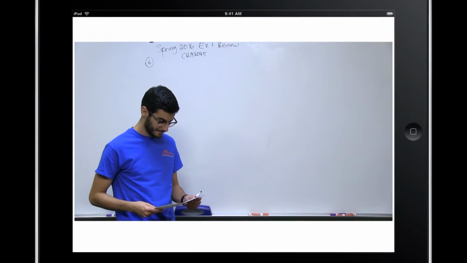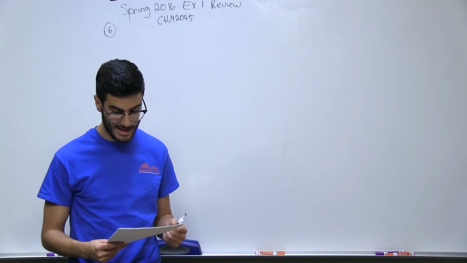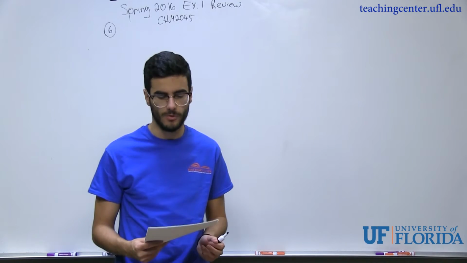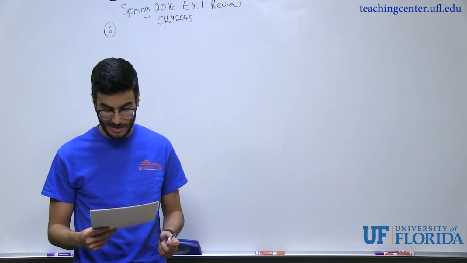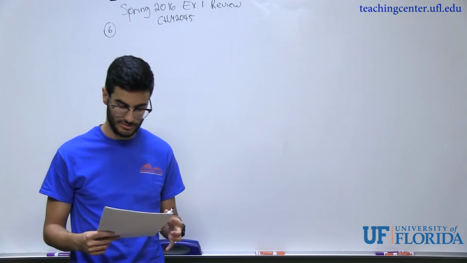Alright guys, number 6. Number 6 says, if 4 grams of element G reacts with 7 grams of element M to produce 13 grams of a compound with the formula G3M4, and the atomic mass of M is 160 AMU, which just means grams per mole, what is the atomic mass of G?